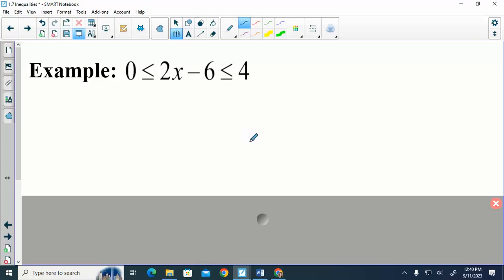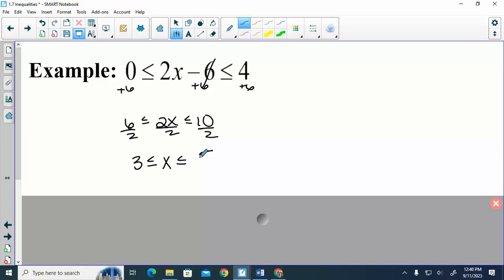How do you solve a compound inequality like this? Add 6 to all sides. And then divide everything by 2. How would we write that in interval notation? Bracket 3, comma 5, bracket. Good.